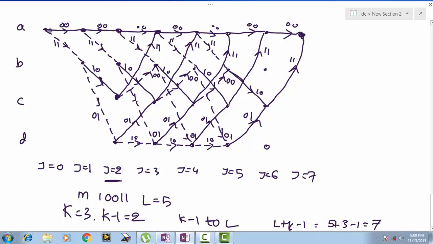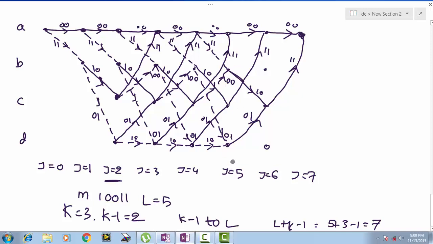Okay, so the first k minus 1 levels are for departure of the initial state to all the other states. The last k minus 1 levels are for returning back to the initial state. For the last k minus 1 levels, we need to consider the input bits as only zeros.